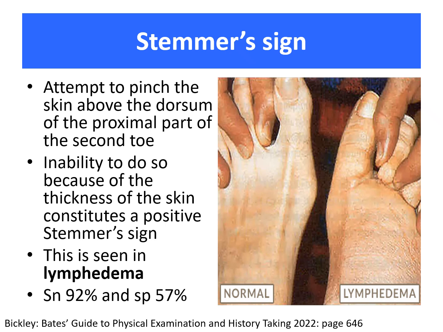Here's your Stemmer sign. Attempt to pinch the skin over the dorsum of the proximal part of the second toe. Inability to do so because of the thickness of the skin constitutes a positive Stemmer sign. This is seen in lymphedema. It has a relatively high sensitivity, 92%, but the specificity is not all that present. So remember the usefulness of a test that is highly sensitive. You can only use the test if this highly sensitive test's result is negative.